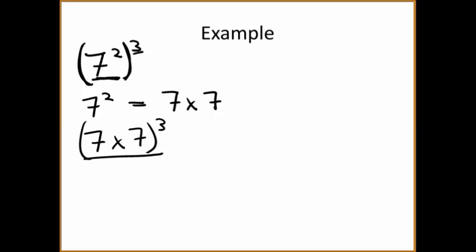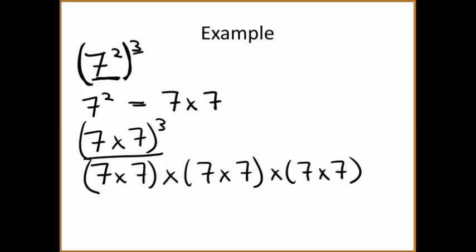Like any indices, we can expand this out to get 7 multiplied by 7 multiplied by 7 multiplied by 7 multiplied by 7 multiplied by 7. We expanded everything in the brackets out to the power of 3, so 3 times. This can then be written as 7 to the power of 6.